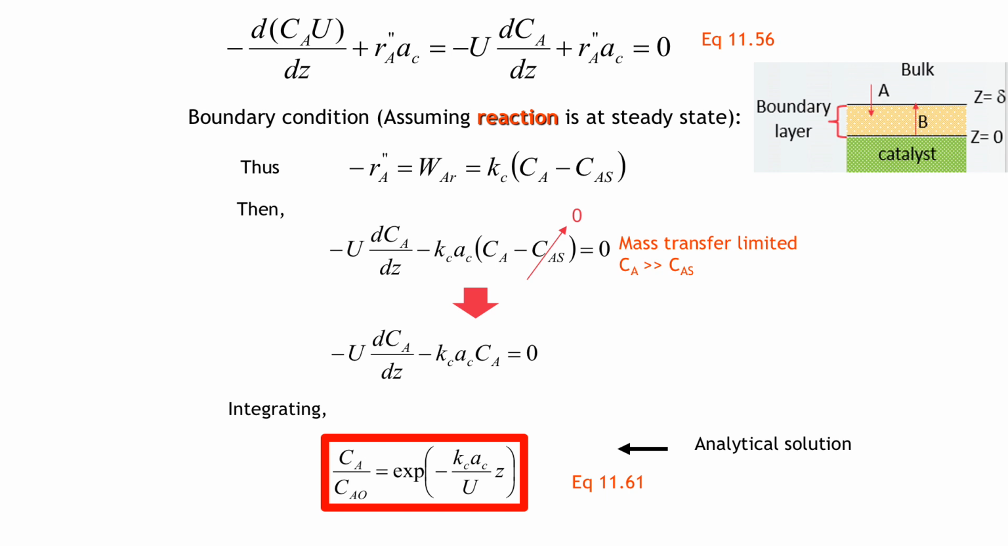So then the equation is simplified to minus U dCA/dZ minus Kc Ac CA equals 0. Then integrating that equation, it becomes equation 11.61 as stated in your textbook. So again, we can see that when you are designing the PBR with mass transfer limitation, the rate law will not affect the design of the reactor.